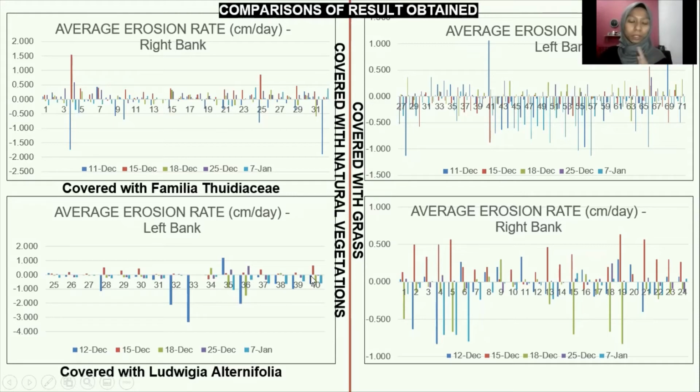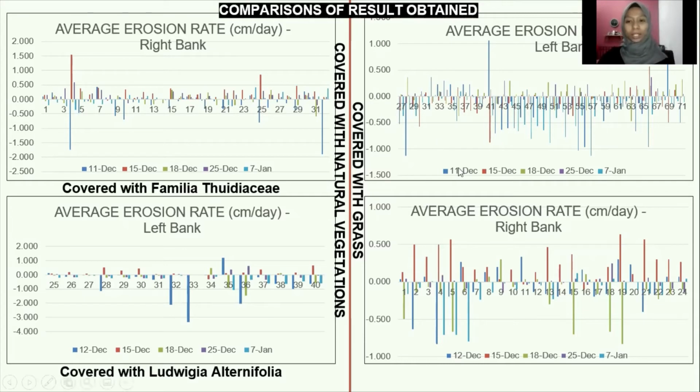And most of the bank is covered with the grass, or maybe just bare soil. There's no vegetation at all at the location. As we can see from the graph, the section that has just been covered with the grass undergoes a very high erosion rate, almost every day, every time the bank is observed. The bank was observed once a week for a month in December.